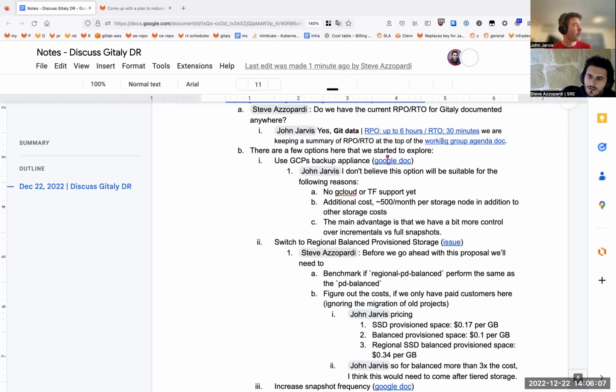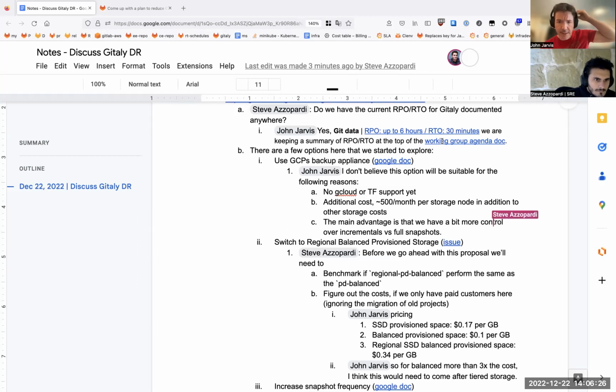When we say no gcloud or Terraform support, which part of that are you thinking? Is it the agent installation or is it something else? Just to create the backup appliance and configure it. Okay, got it.